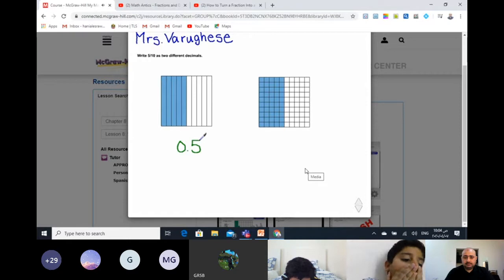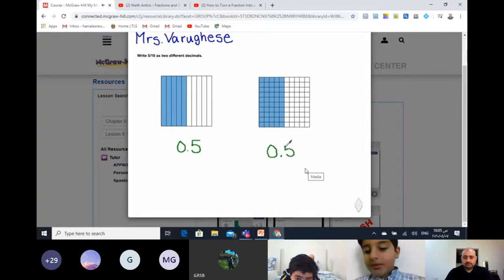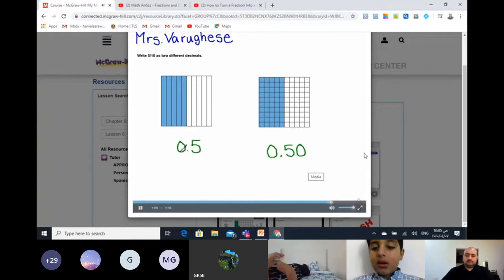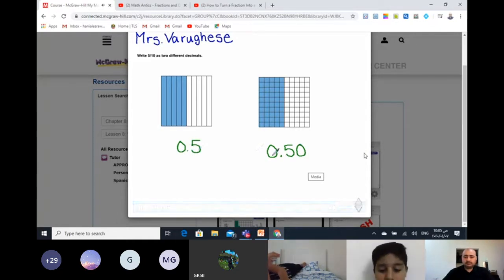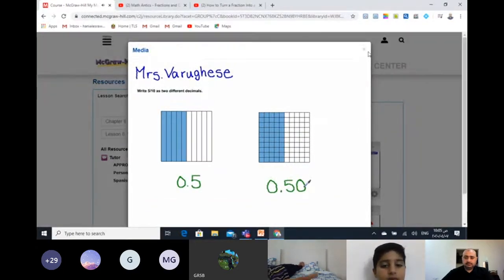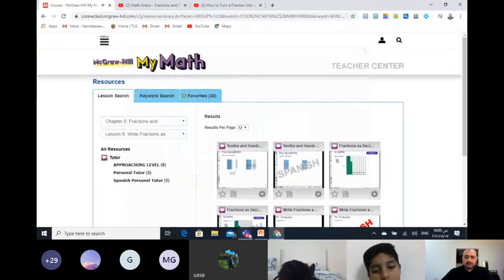Then we can also change our fraction. We can write hundredths. When we look at this, we see that the shaded part is half. So we know that we read this as 50 hundredths, so we can also write that as 0.50. So the decimals 0.5 and 0.50 are equivalent decimals. Okay.